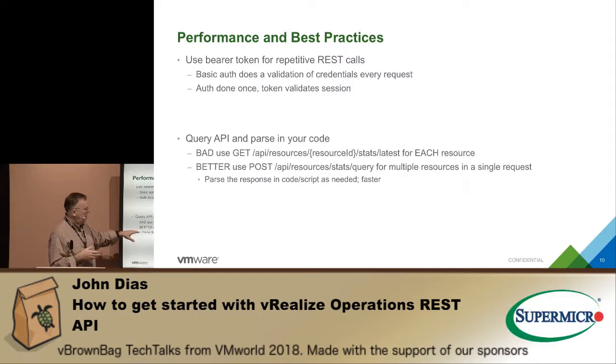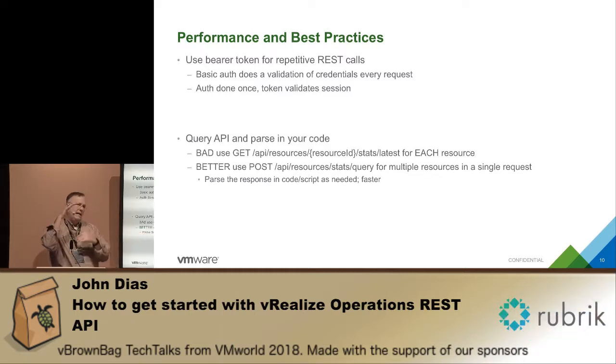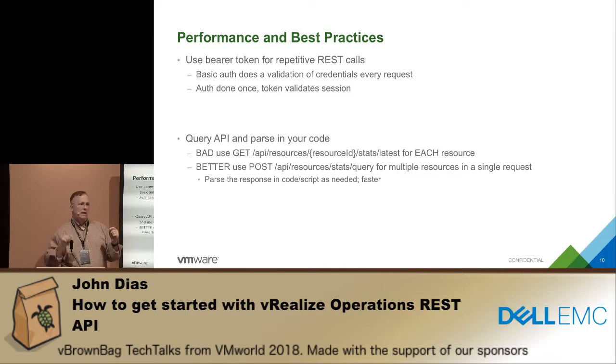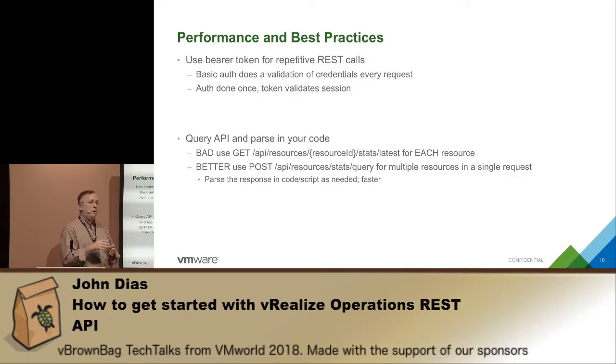What is better is to use a query. In the documentation you'll see references to get stats for resource, singular form, and then query stats for resources, plural. Every time you see query, that means it's going to be a post operation and there's some body information you need to put in for that query format, like the resource IDs or some other information so I can find the appropriate resources, the stat keys that you want, and so forth.